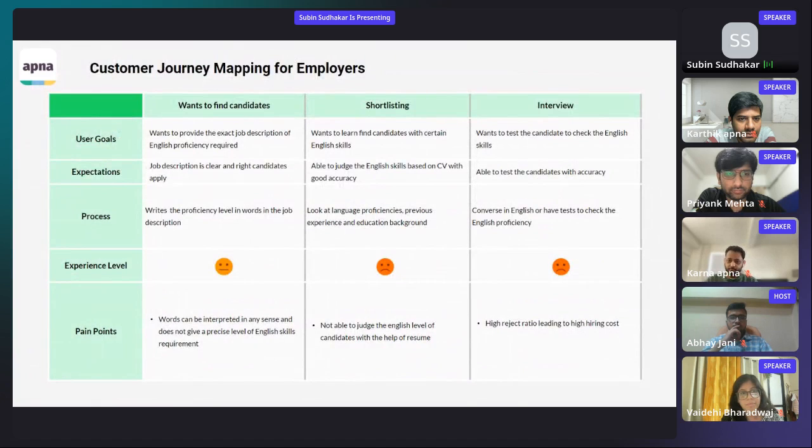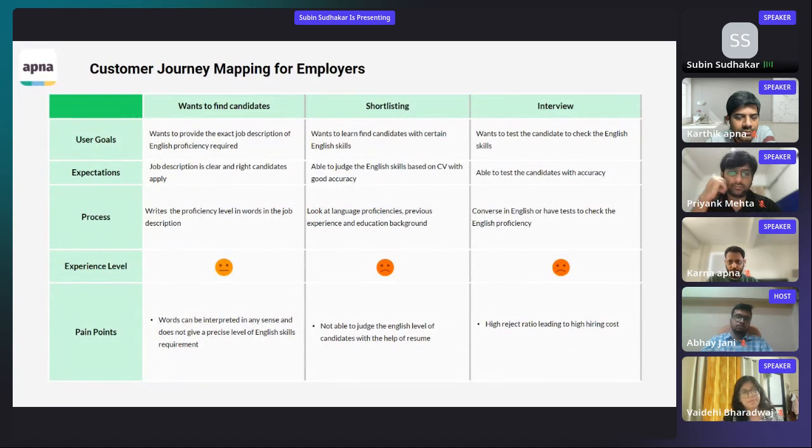For the employers, when the employer wants to find a candidate, he's not able to interpret the level of skills that the candidate has. While shortlisting also, he's not able to judge which ones to shortlist, in terms of Apna, which cards. And while interviewing, he is having a high reject ratio, which is increasing the hiring cost.